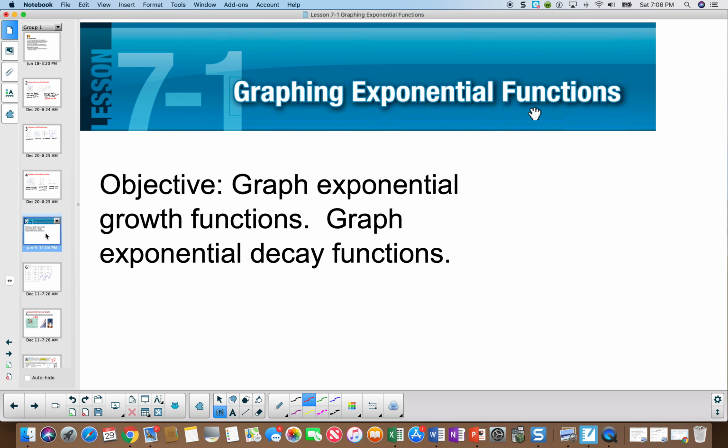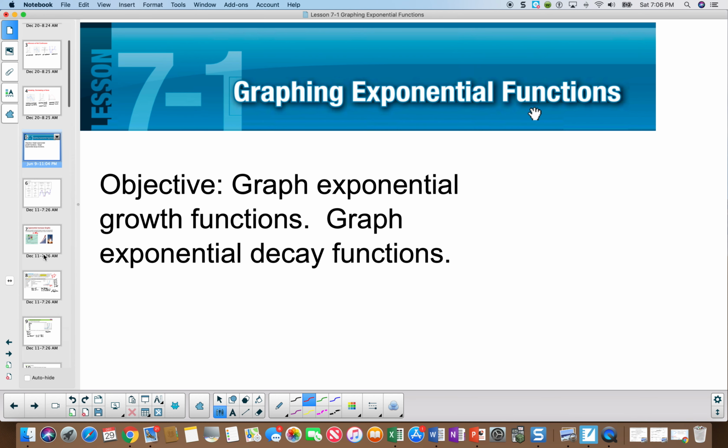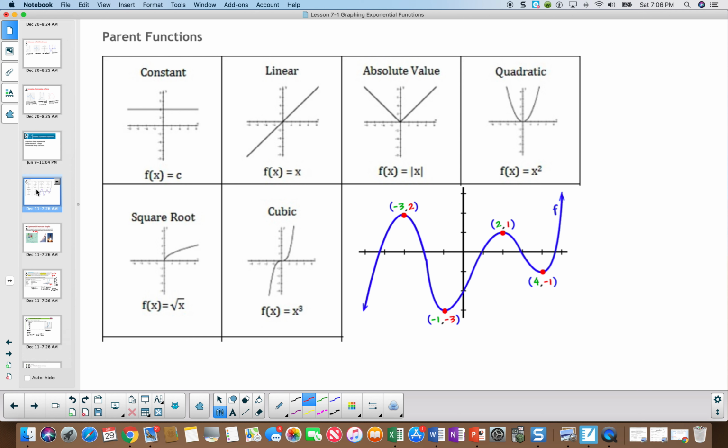Lesson 7-1, graphing exponential functions. Objective: graph an exponential growth function, graph an exponential decay function. Okay, let's take a look at different parent functions that we've worked with: constant, linear, absolute value, quadratic, square root, cubic, and just polynomials in general.